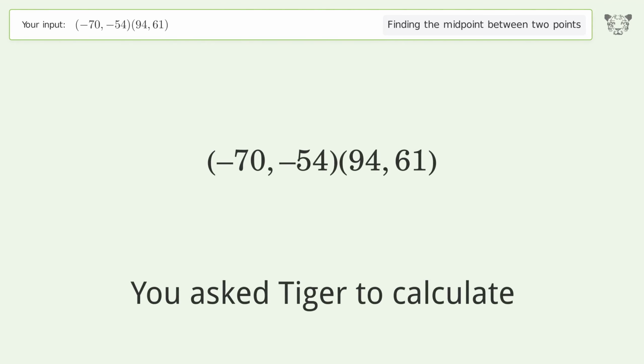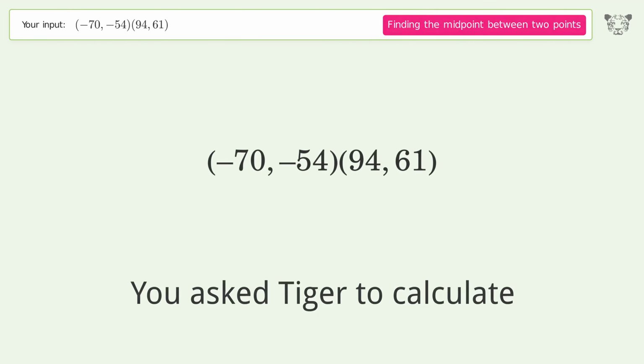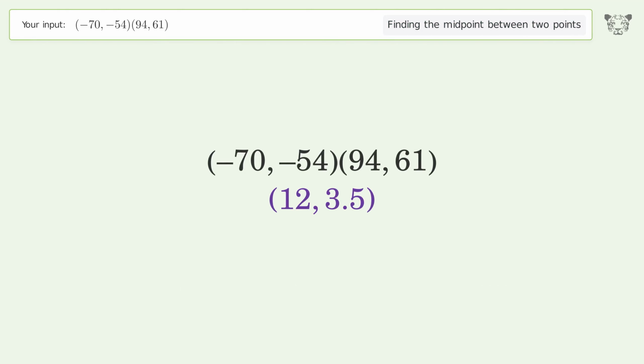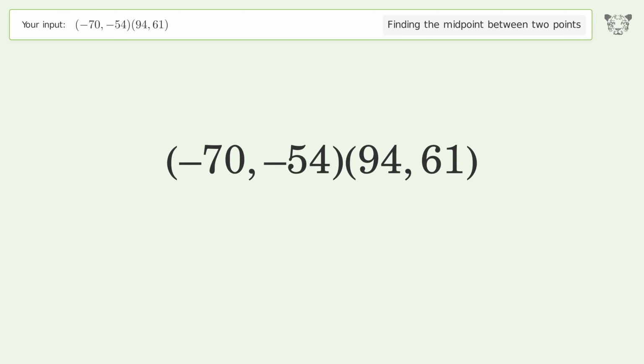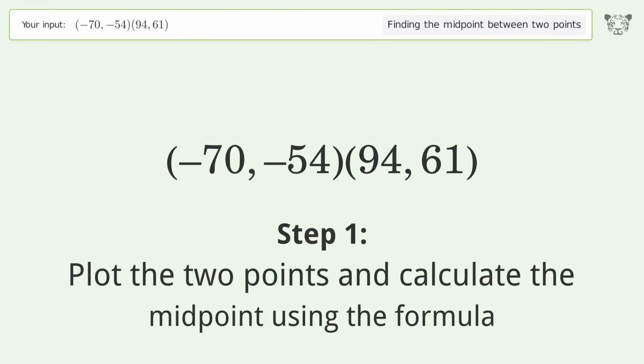You ask Tiger to calculate. This deals with finding the midpoint between 2 points. The midpoint between the 2 points is 12, 3.5. Let's solve it step by step. Plot the 2 points and calculate the midpoint using the formula.